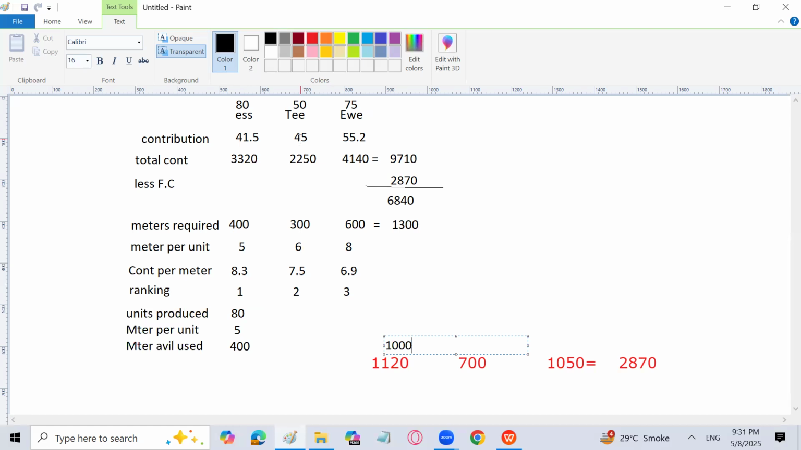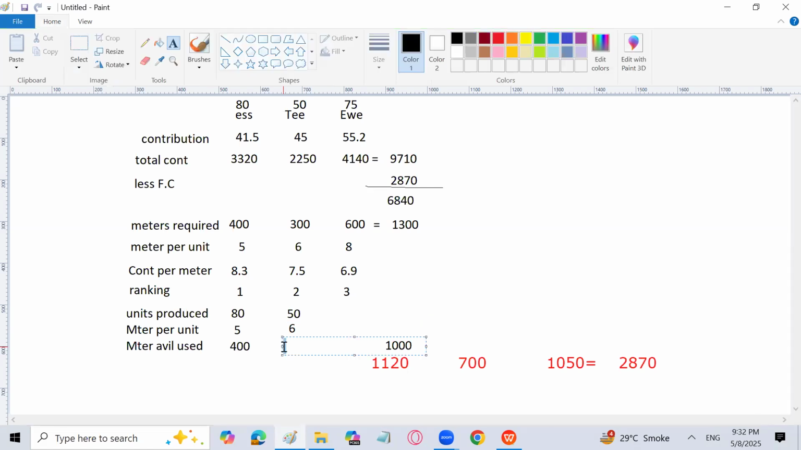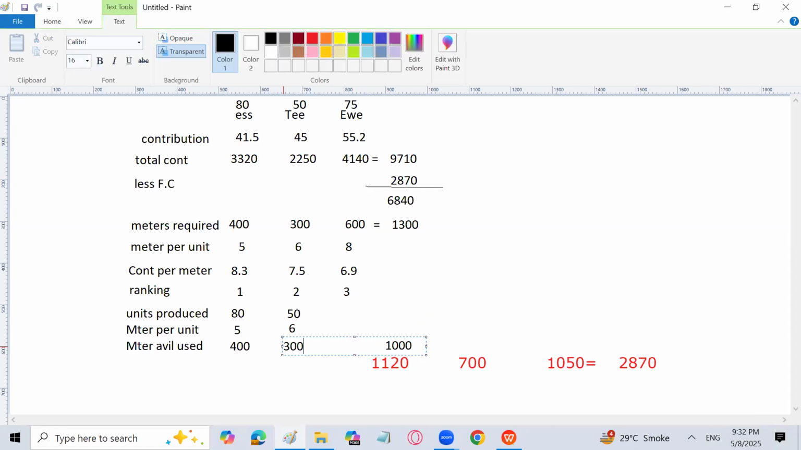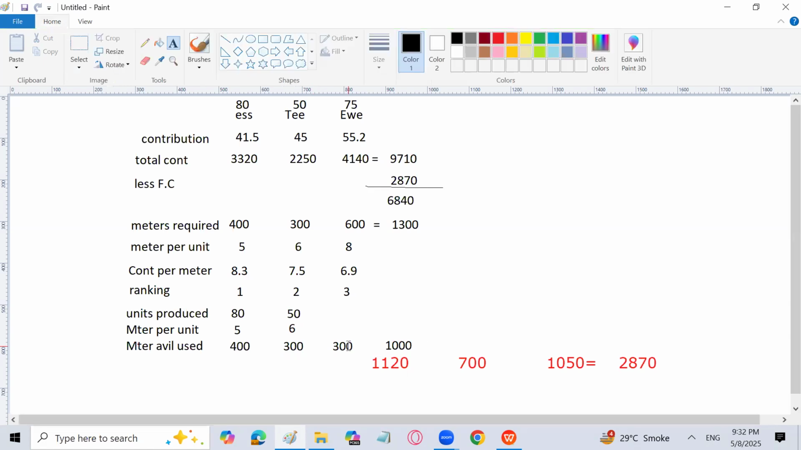Now let's talk about T. 50 units are produced, multiplied by how many meters it requires? 6. I will write here 50. We can produce 50 units at the rate of 6 meters per unit, and 300 meters have been utilized. Now the remaining meters left for E are 300, and every unit of E takes 8 meters per unit.